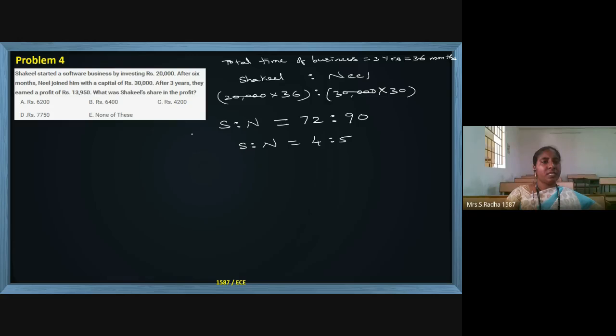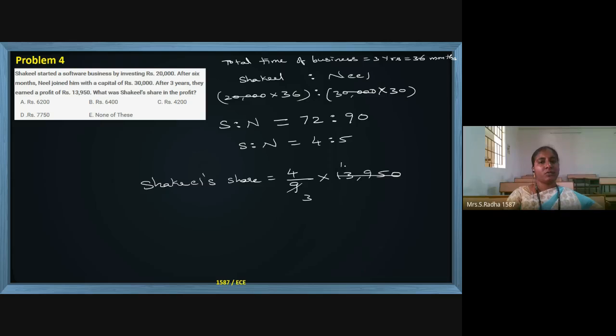So after 3 years, they earned a profit of 13,950. What is Shakil's share? Everywhere we should get some ratio of investment, only then we can finally calculate. Fourth share out of total 9 is Shakil's share, and profit is 13,950. You can cancel with 3.